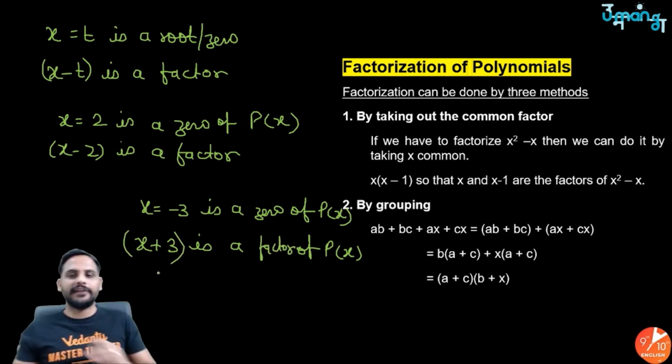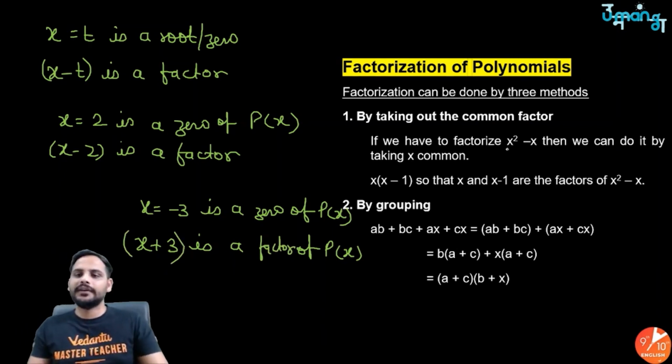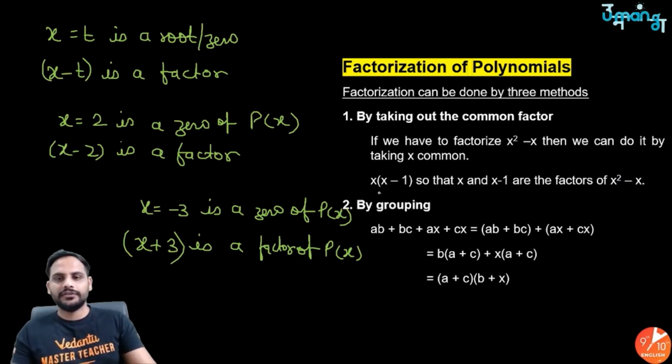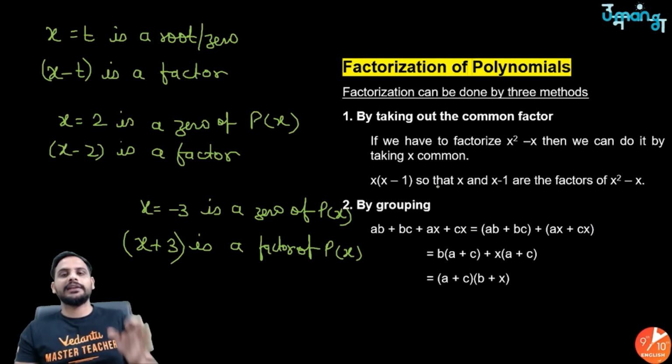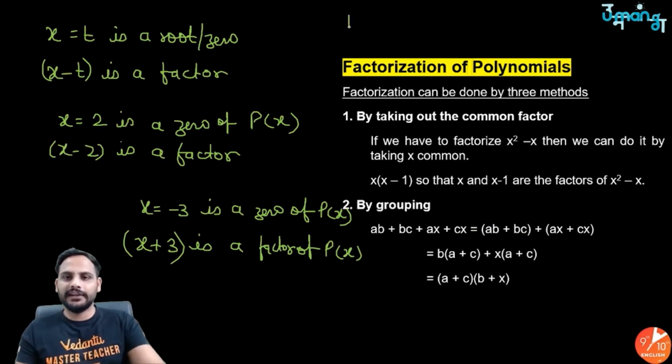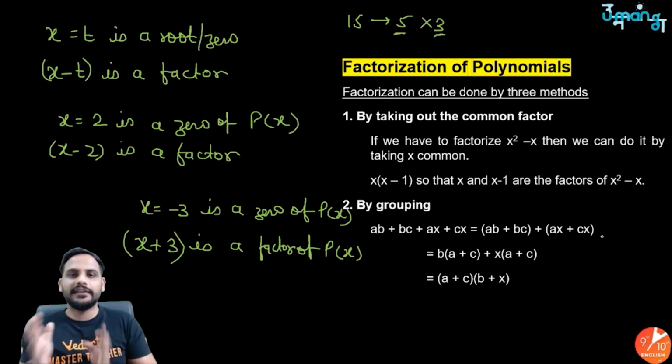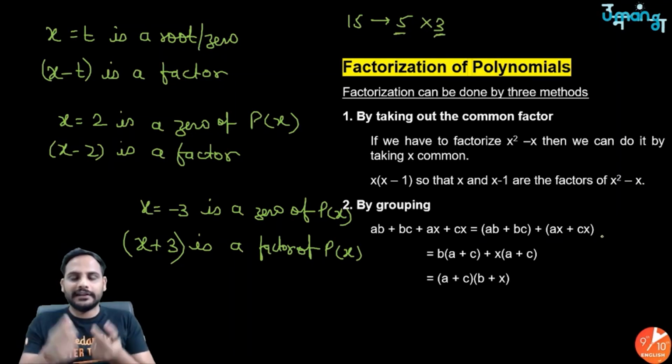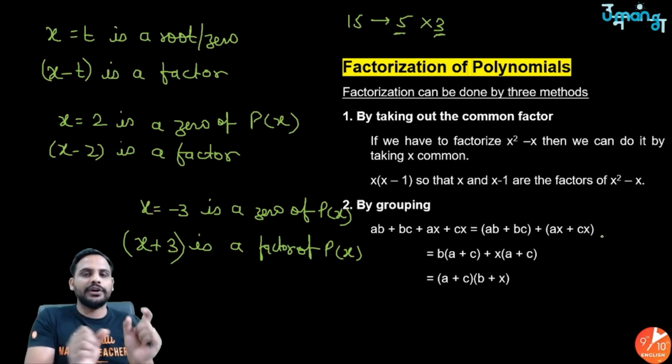Okay, then factorization we can do by taking common. Suppose x square minus x is there, take x common, so x into x minus 1 you have got. So factorization means splitting any polynomial in its factors. Suppose 15, if I do the factorization, it will be 5 into 3. So 5 is a factor of 15, 3 is a factor of 15. Prime factorization.